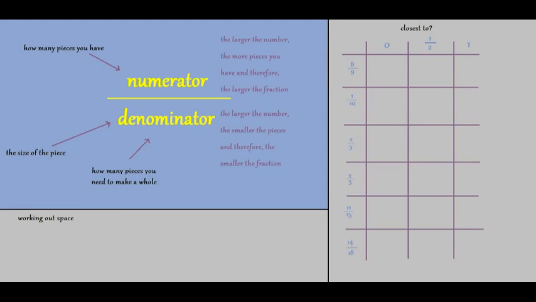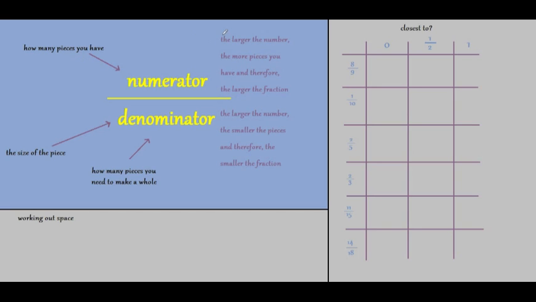Let's have a look at comparing fraction sizes. Now, a fraction has a numerator and a denominator. The denominator tells you how many pieces you need to make a whole, or it can tell you about the size of the piece. The numerator simply tells you how many of those pieces you have.